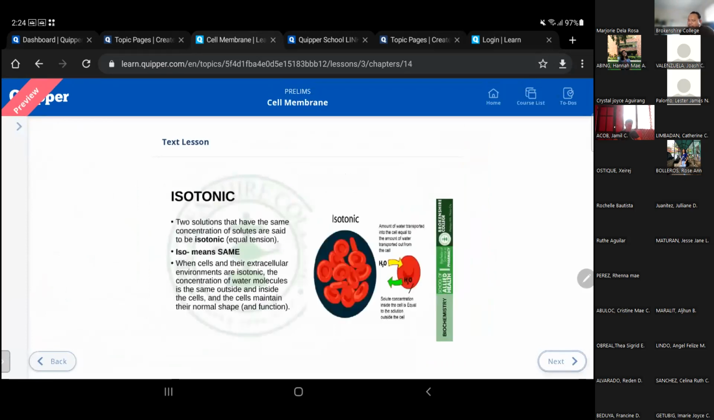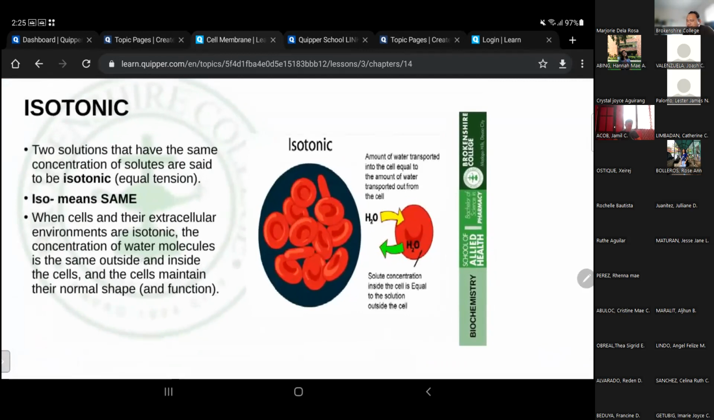Okay. So talking about isotonic, two solutions that have the same concentration of solutes are said to be isotonic or equal tension. Iso means same. When cells under extracellular environment are isotonic, the concentration of water molecules is the same outside and inside of the cell, and the cells maintain their normal shape and function, such as what you have seen in the illustration. Okay, next.